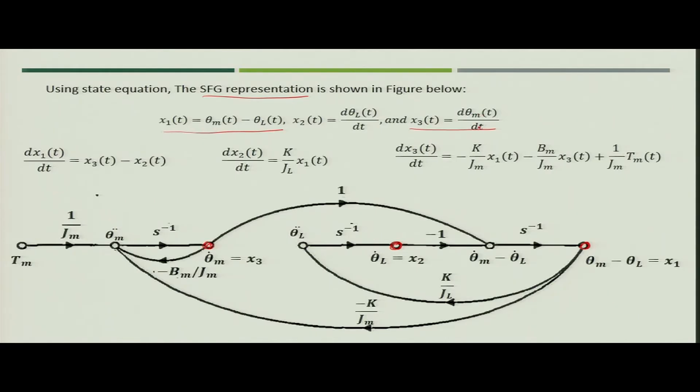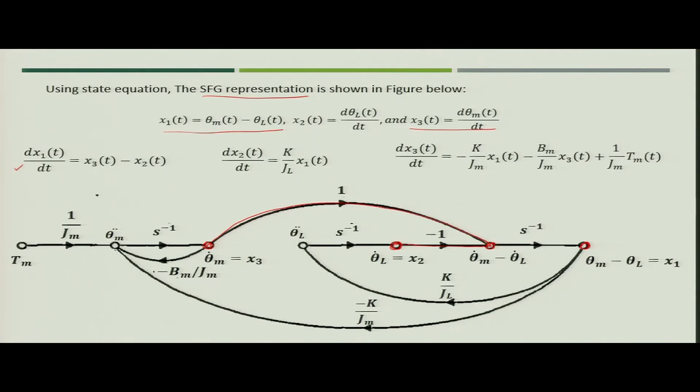Now, for the first equation what you are getting, dx1 by dt is equal to x3 minus x2. So, here you have x3, you have x2, you have x3 minus x2. So, x3 will be having gain of 1, x2 will be having gain of -1. When you sum up, you get theta m dot minus theta l dot, that is nothing but equal to dx1 by dt. So, from first equation what you have got is these two links.